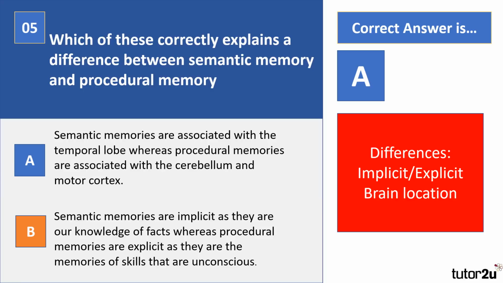Now, if you are asked about the differences in the types of long-term memory, this just illustrates a couple of potential avenues, because we could compare them on the basis of whether or not they're explicit or implicit, and we could also look at the differences in respect to the parts of the brain that are said to be associated with each type of long-term memory, just like we've demonstrated here in answer A.